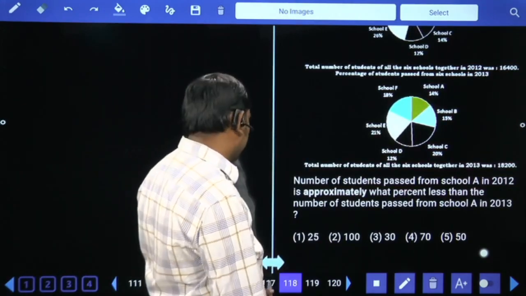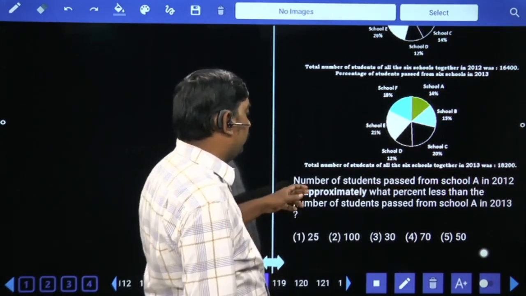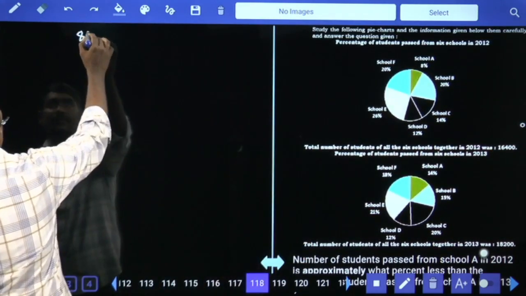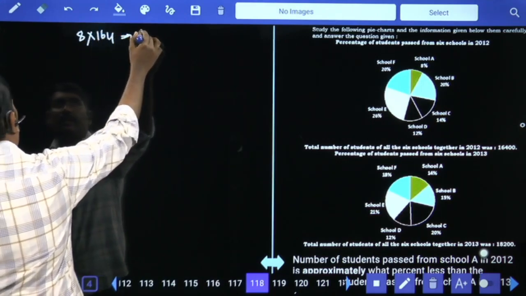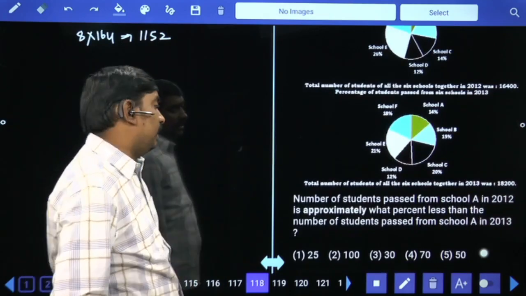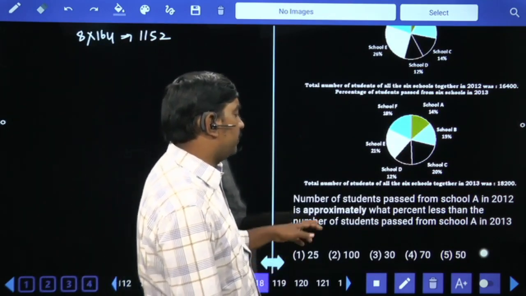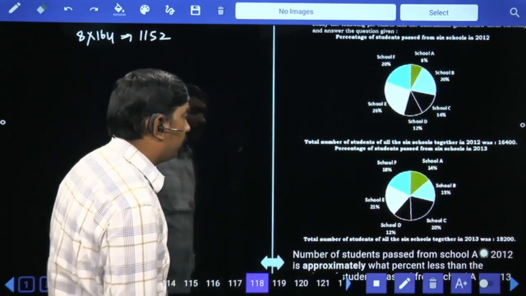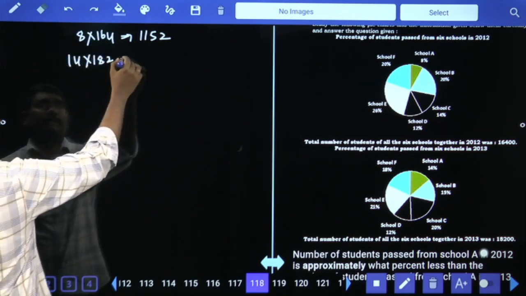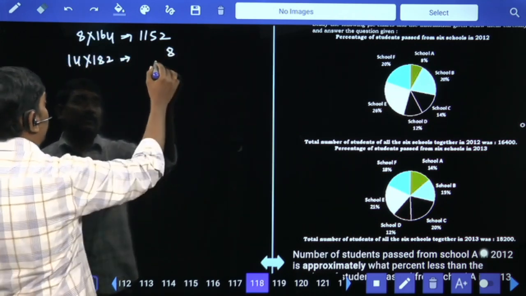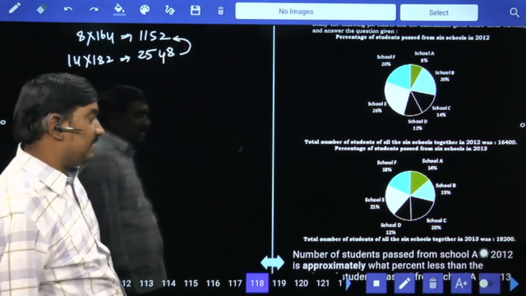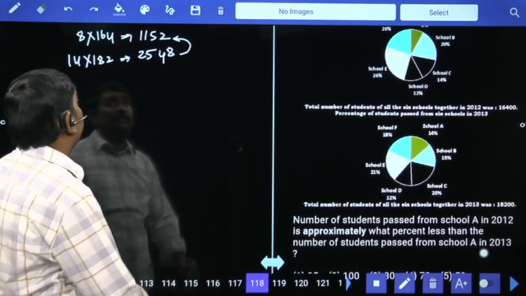Number of students passed from school A in 2012: 8% of 164. 1120 plus 32, 1152. Is approximately what percent lesser than the number of students passed from school A in 2013? 14% of 18,200, 14 into 182, 28, 112 plus 2, 114, 2548. Approximately what percent less, difference by more value?